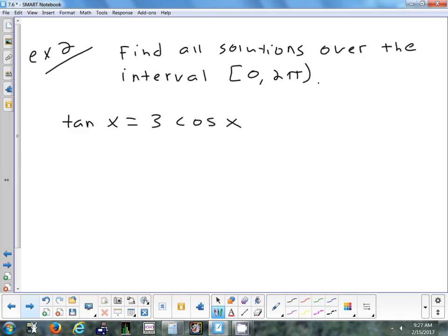Again, finding all solutions between 0 and 2 pi. So this time, at least they told us where to look for the answer, so we don't have to figure that out. This one's a little tricky, but a hint I'll give you is you want to change this. Does anybody remember what you can change tangent to? We can change it to sine and cosine somehow. What's the formula? Sine divided by cosine.